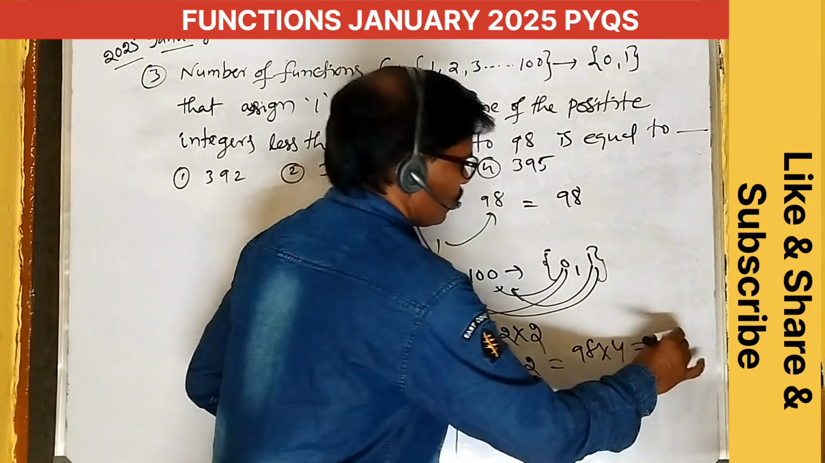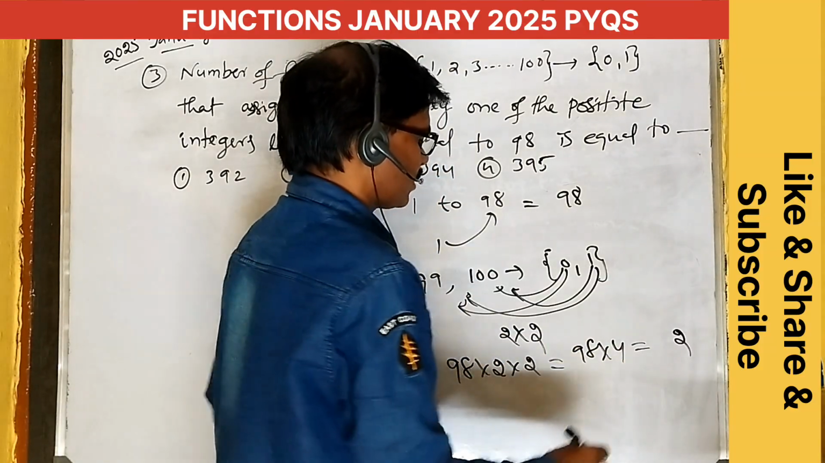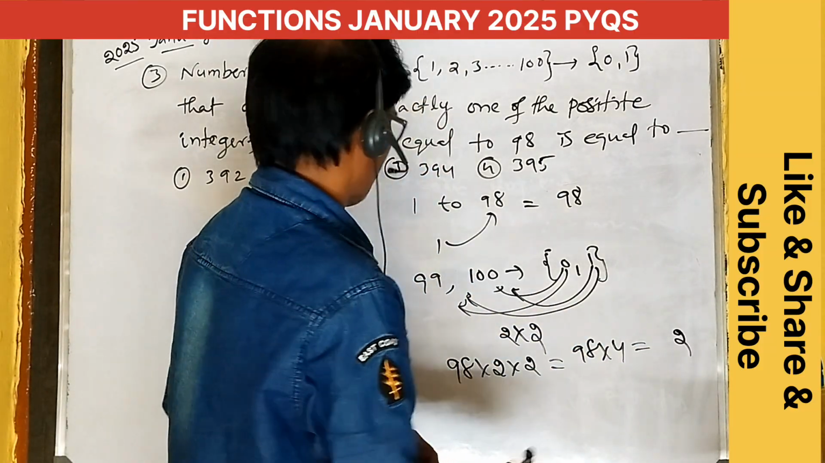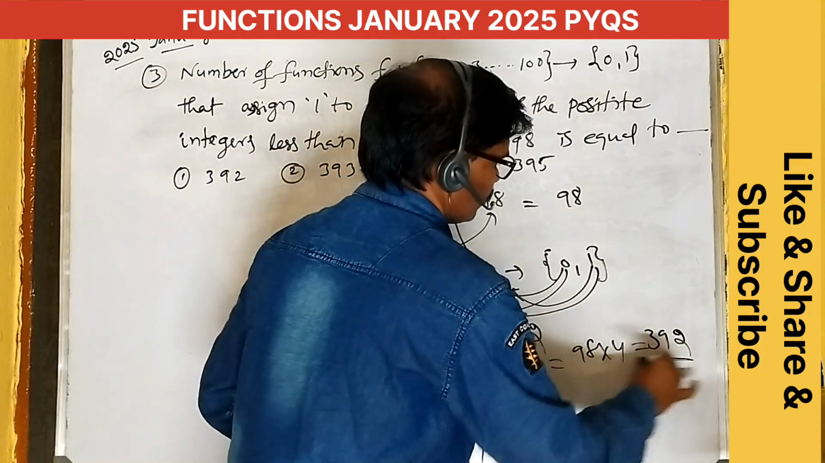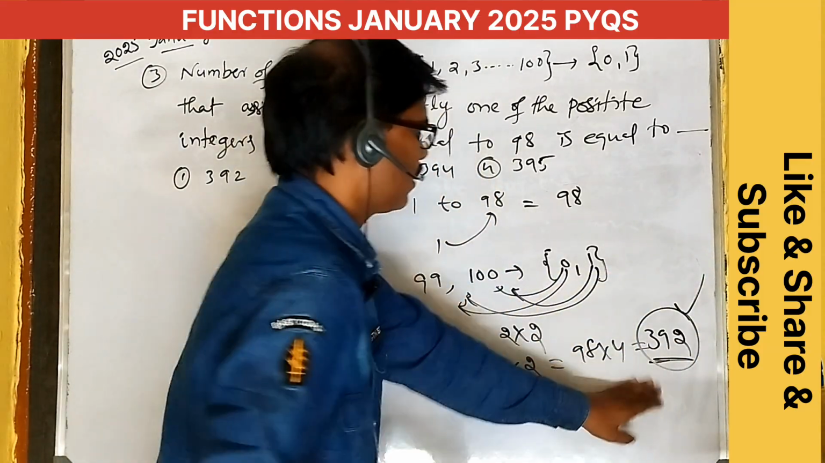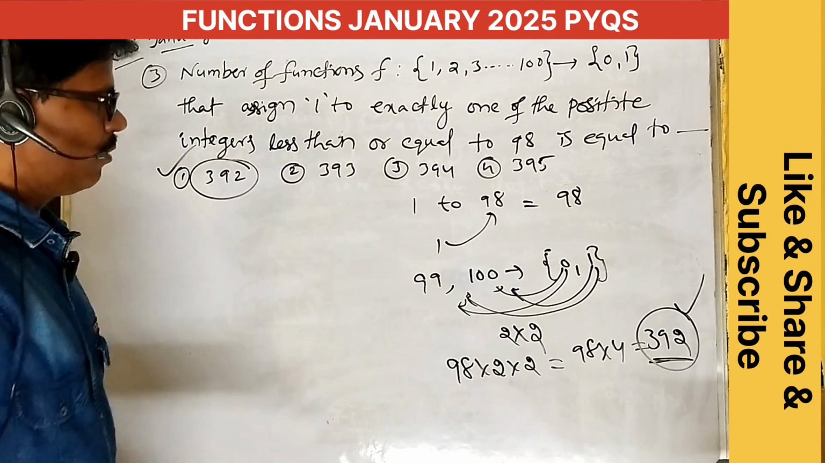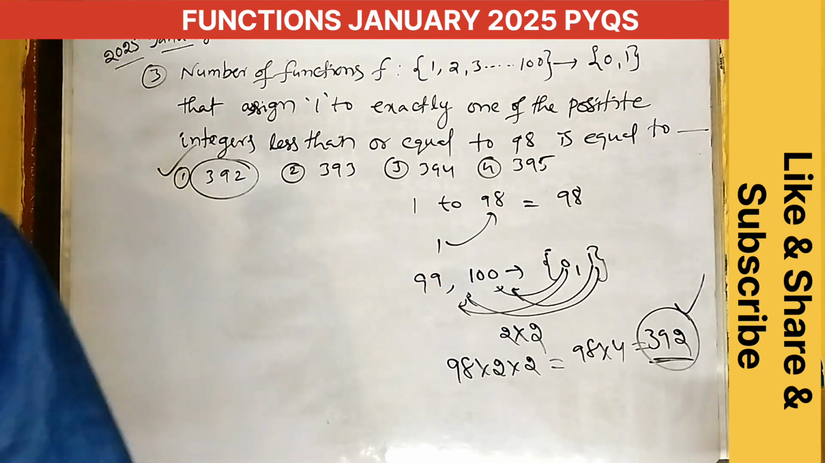4 8s are 32. 4 9s are 36, so 36 plus 3 is 39. 392 is the number of functions. 392, option 1 is correct. Understand this one. Copy this one.